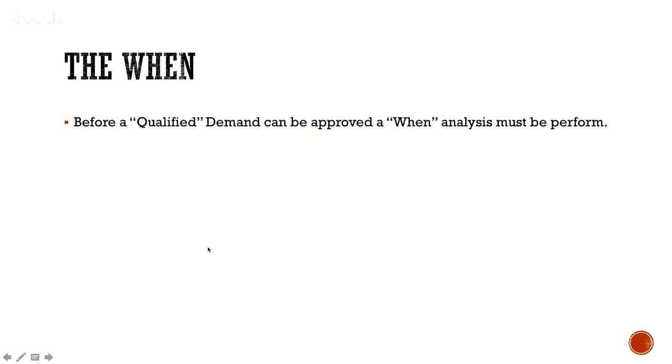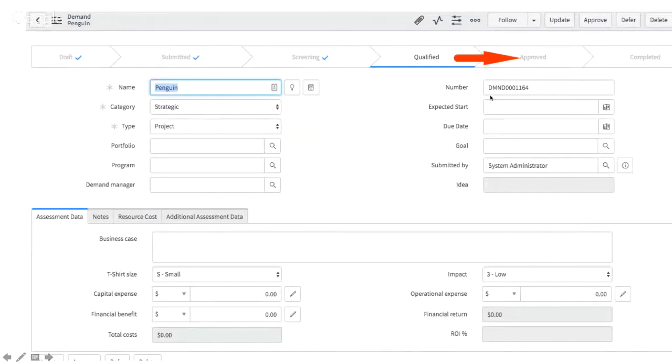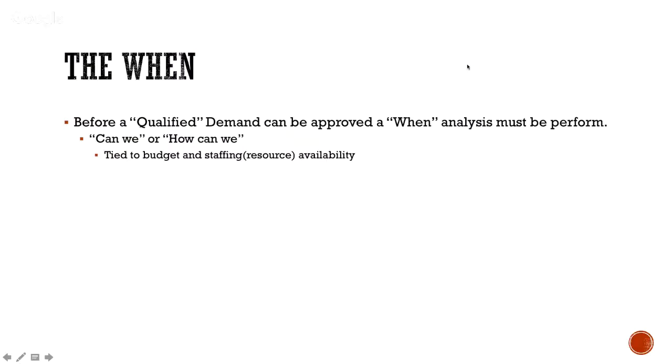So the next component of this, right? So we've talked about the which. The next component that we're going to talk about is the when. So before a qualified demand can be approved, a when analysis must be performed. Now I'm using the word must because that's best practice, but the system will allow you to just approve a demand. And really, you're talking about the can we or how can we. So this is a demand record, right? So going from a qualified state to an approved state, that's what I'm talking about. You want to have a when analysis performed.